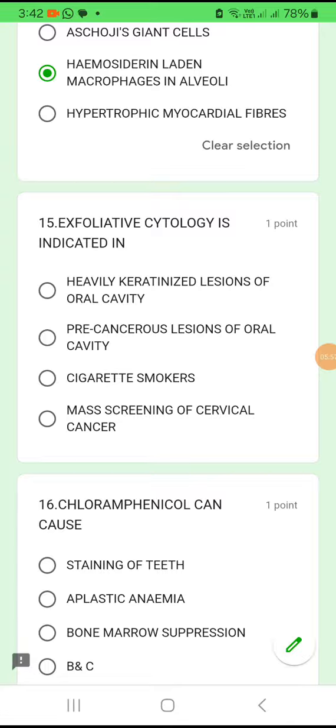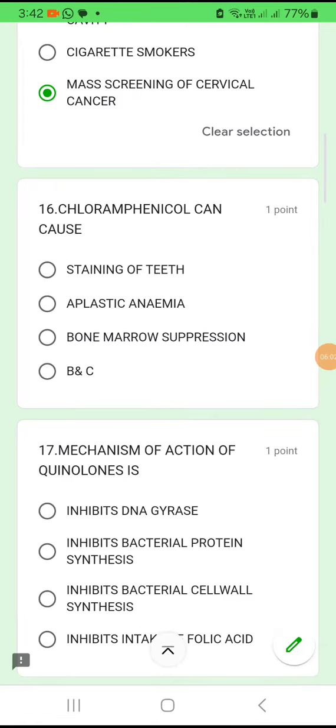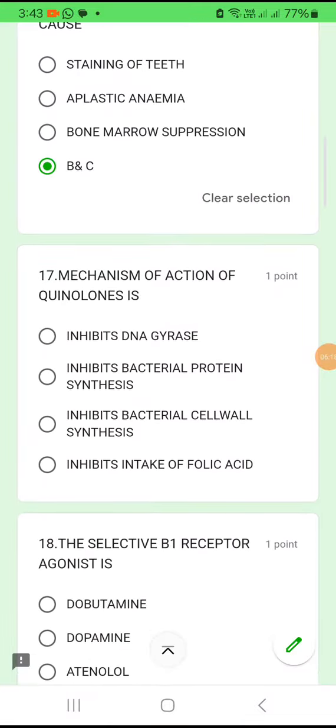So whenever you recommend screening of a huge population, that is mass screening, you always go for exfoliative cytology. Okay, so option D is the answer. Question number 16. Chloramphenicol can cause staining of the teeth, aplastic anemia, bone marrow suppression at both B and C. So here you should remember, chloramphenicol is a drug which will cause aplastic anemia also. It will cause bone marrow suppression also. So both B and C is the answer.